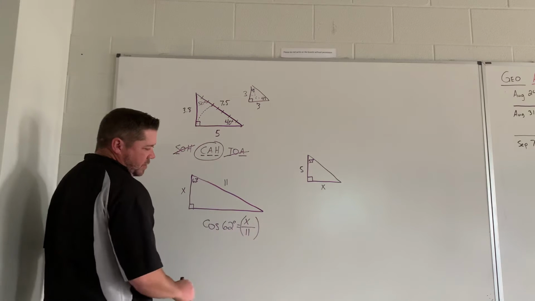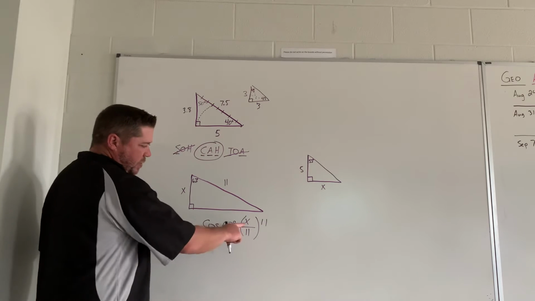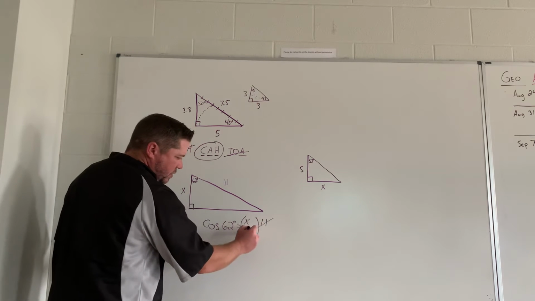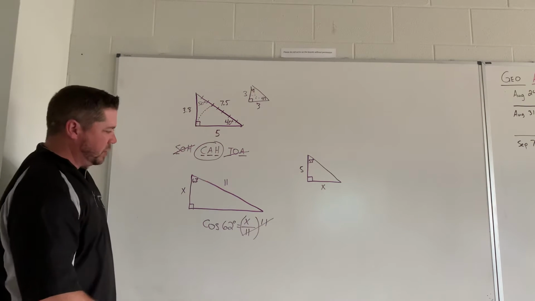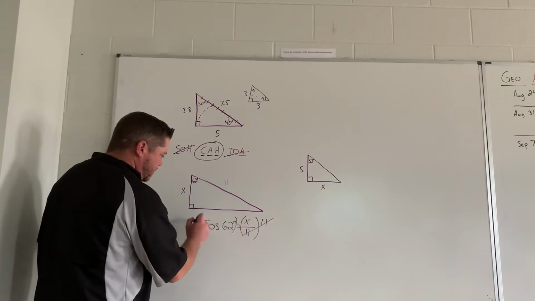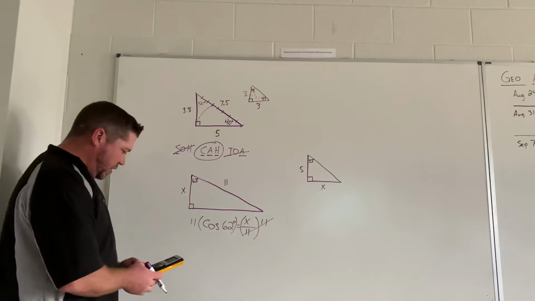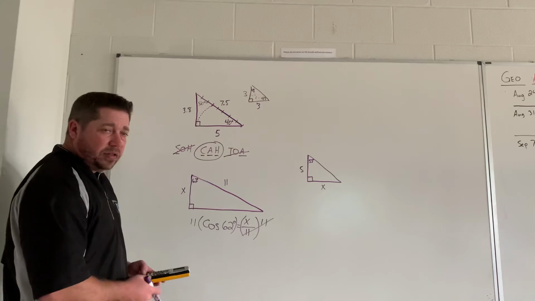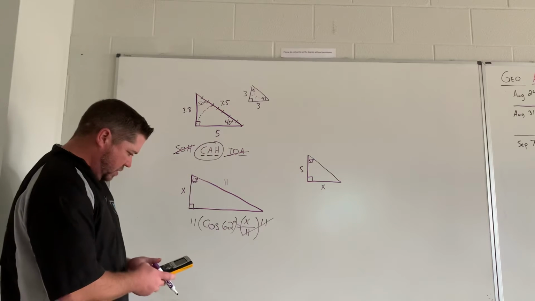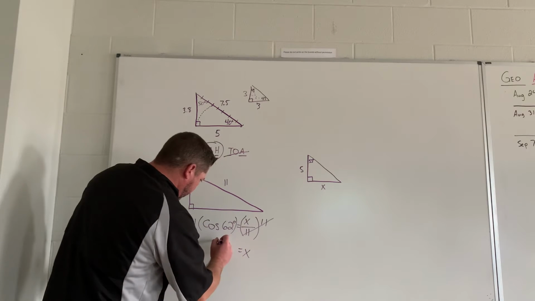I need to get 11 out of the denominator, so I'm going to multiply it by 11. So that would give me 11x divided by 11, which just turns into x, because your 11 in the numerator and 11 in the denominator will cancel. But I'm also going to have to multiply this side by 11. And when I do that, in my calculator, depending on the type of calculator you have, 11 times the cosine of 62 tells me x is 5.16.